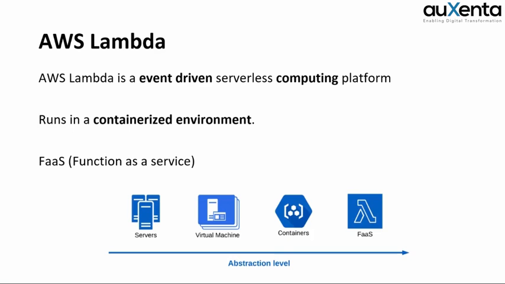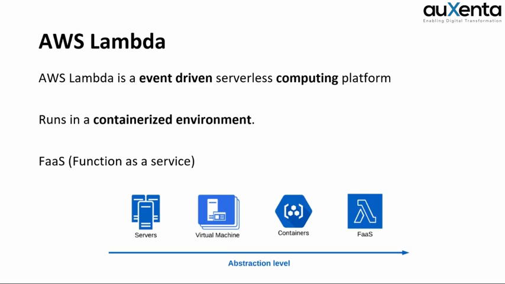Here you can see the abstraction level. When you use servers, you will have to think about the OS, application server, database server, and all of these things, firewalls, and all the tiny details. That means it's a very low abstraction level. And when it comes to virtual machines, it's more abstract. You don't have to go to the hardware level, but you'll have to worry about the maintenance. The next level of abstraction is containers, and the last level of abstraction is function as a service.